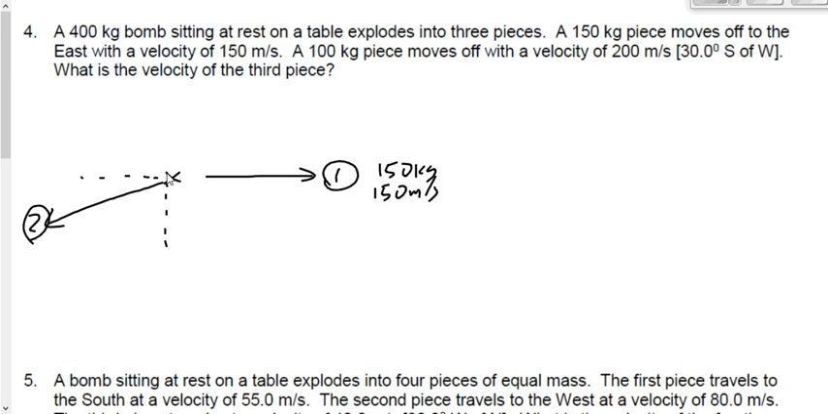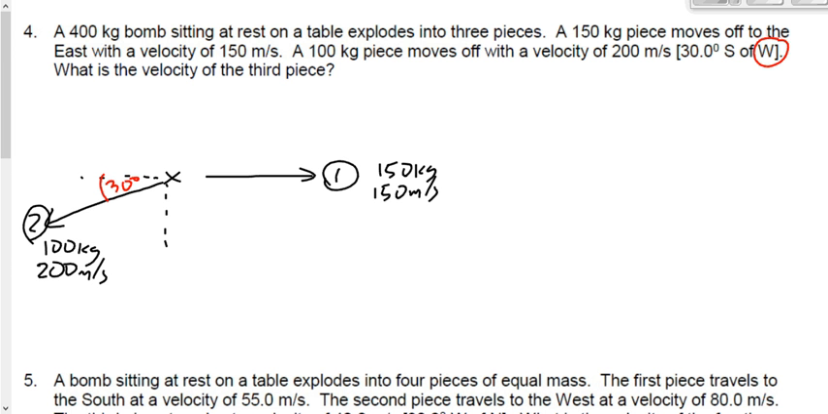When you see something like this, just take your angle and circle the second letter. Circle the west. That means your angle should be measured from that direction. So 30 degrees from the west as opposed to 30 degrees from the south. The speed of that is 200 meters per second, and the mass of that is 100 kilograms.